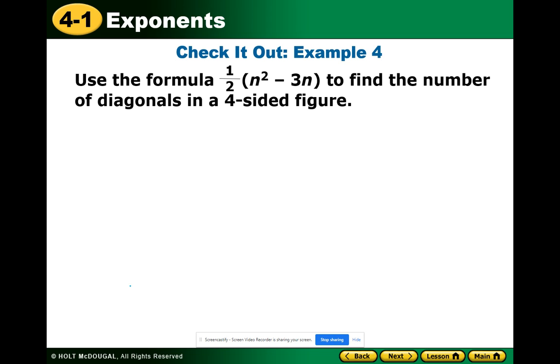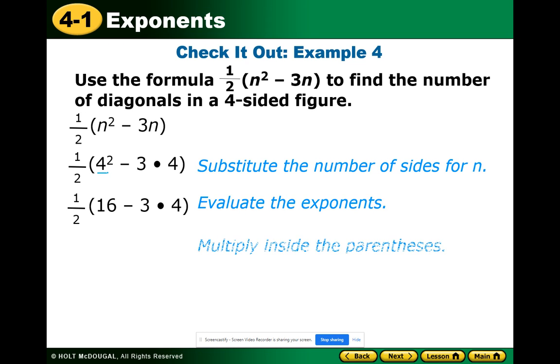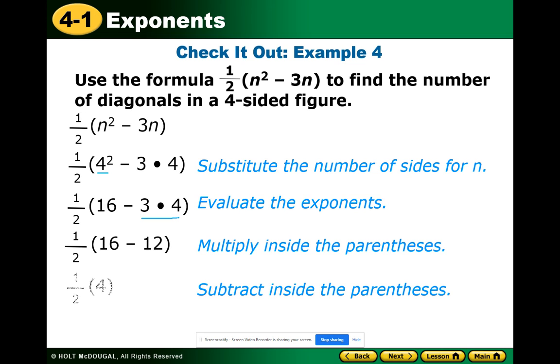All right. A 4-sided figure. So we put 4 in here. All right. We focus first on the exponent because that's PEMDAS approved. All right, that's 16. So then next we got to focus on the multiplication because that's what PEMDAS says next. Then we got our subtraction that we do. Then don't forget that this is 4 over 1. So, I can reduce again. 2 divided by 2 is 1. 4 divided by 2 is 2. And we get 2 as our answer.